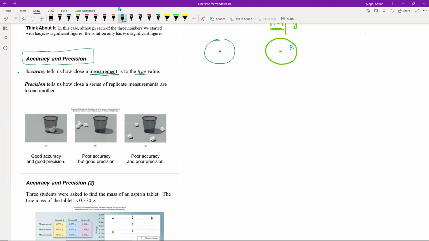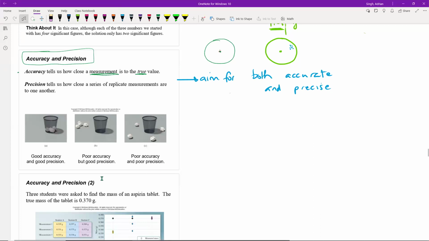So ideally what you want to aim for are measurements that are both accurate, meaning you're as close to the true value as possible, and precise, meaning that you make a measurement several times, you end up with roughly the same measurement each time.